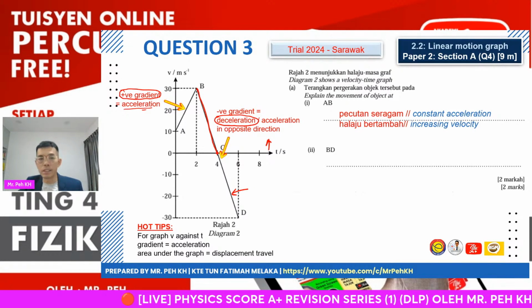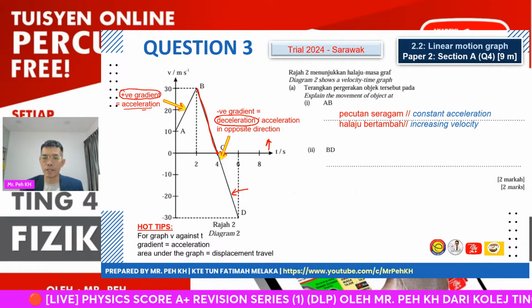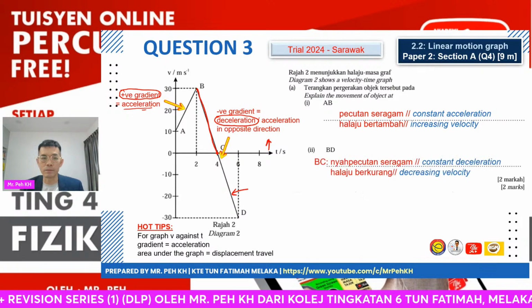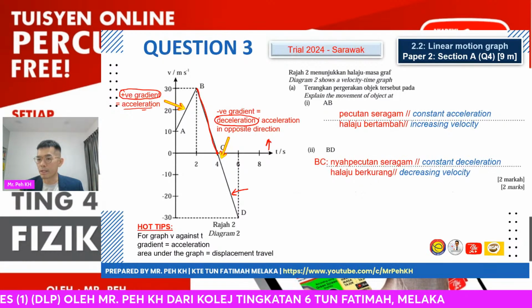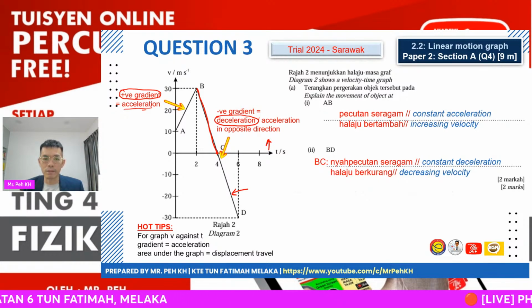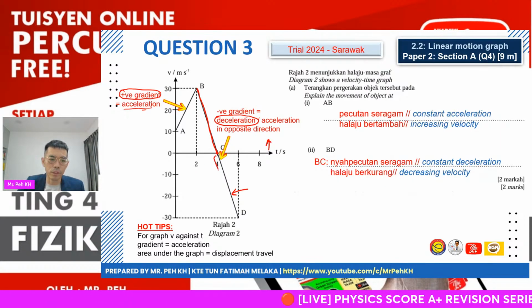Decreasing velocity. Okay, so let us discuss together. Judging, you can look at the BC. The BC will be correct if you give decreasing velocity. However, if you look at the CD, from here to here.